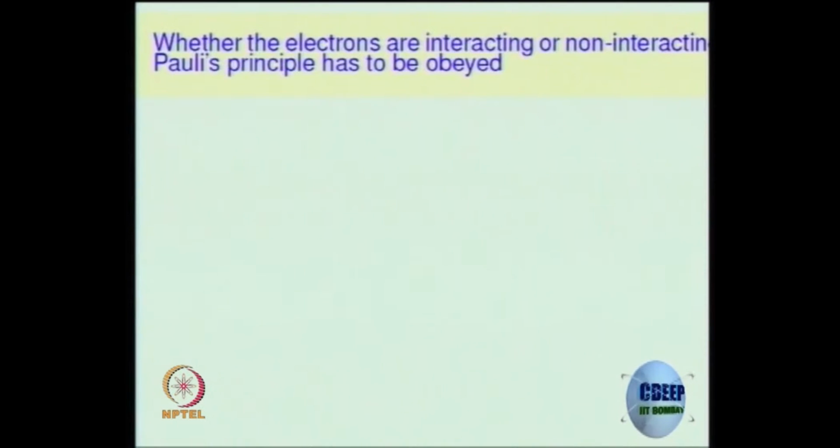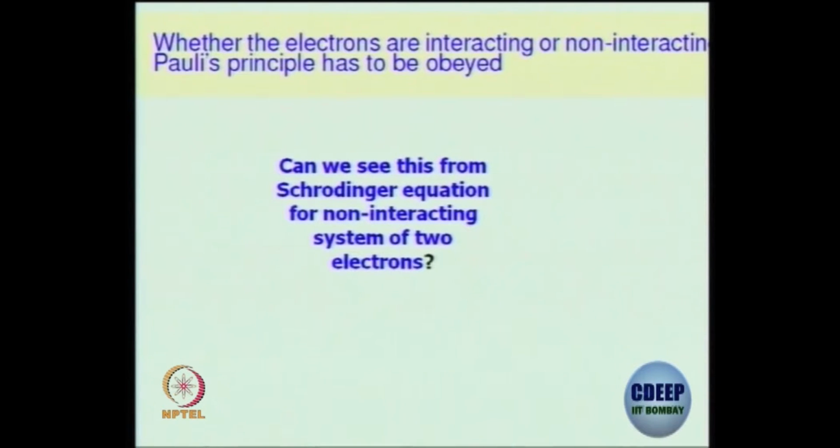So what does that tell us? Whether the electrons are interacting or non-interacting, Pauli's exclusion principle has to be obeyed. How do you incorporate Pauli's exclusion principle for 2 electrons which are non-interacting? Take the 2 electrons to be very far away in position, so that the interaction is really feeble, and you treat it to be almost non-interacting. It's like a dilute system.